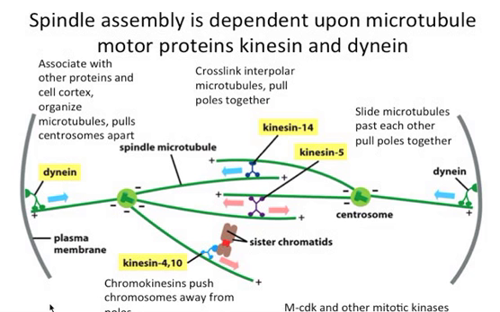You also have these interpolar microtubules that end up being cross-linked by kinesins, and they pull the poles together and push them apart, depending on which ones you're talking about. Then you've got these other kinesins, these chromokinesins. Chromo, bind to chromosomes. And their cargo are the sister chromatids. They bind them and walk up to the plus end of the microtubules and help to push the chromosomes away.